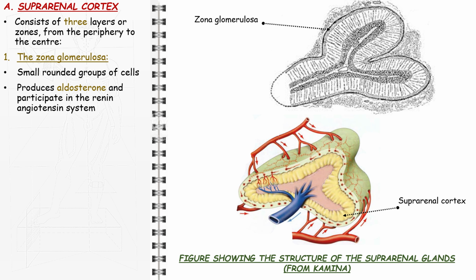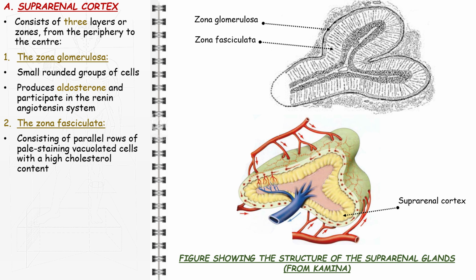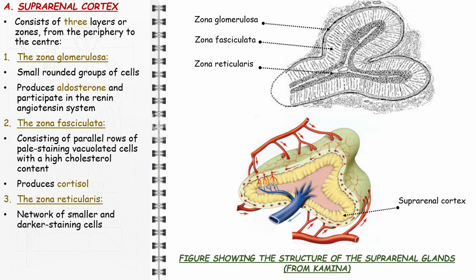The second layer is the largest of the 3, the zona fasciculata, consisting of parallel rows of pale staining vacuolated cells with a high cholesterol content, which produces cortisol. The innermost zona reticularis is a network of smaller and darker staining cells. It secretes androgens. The adrenal cortex is controlled by ACTH secreted by the anterior pituitary gland.